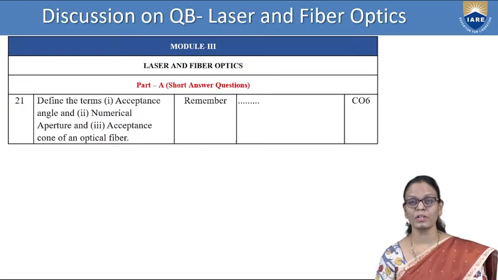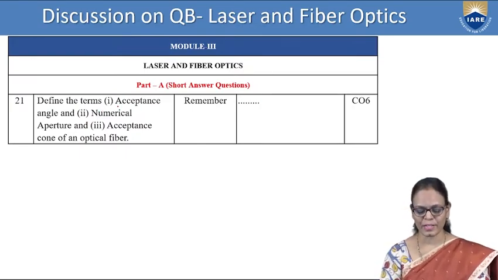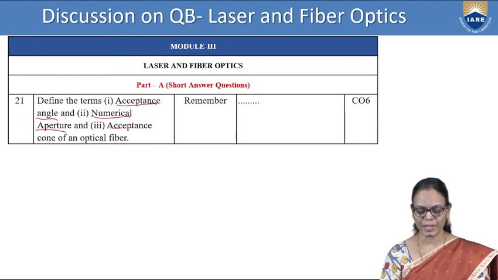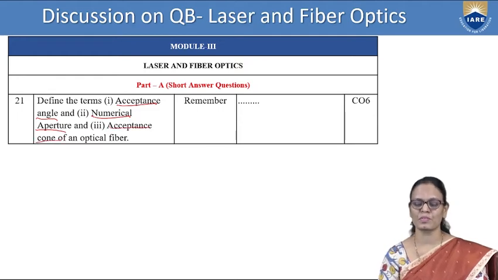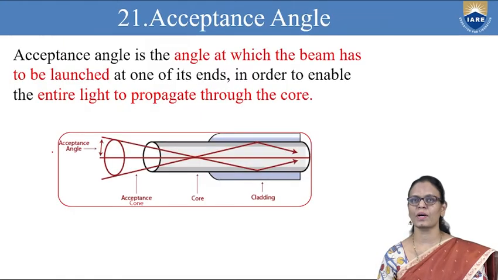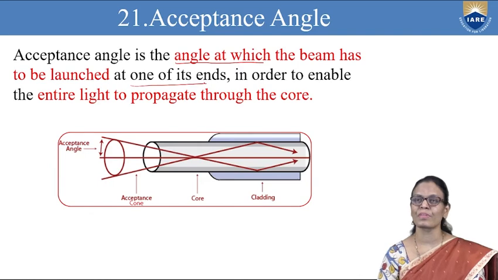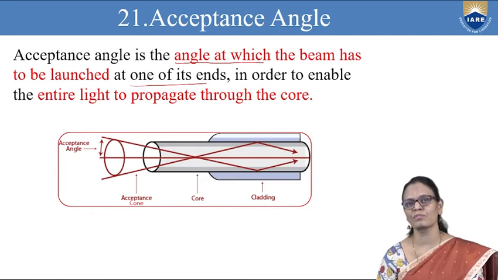Now one more, define the terms acceptance angle, numerical aperture and acceptance cone for an optical fiber. So we are going to have three definitions. So the first one is acceptance angle. What is acceptance angle? So it is the angle at which the beam has to be launched at one of its ends in order to enable the entire light to propagate through the fiber.